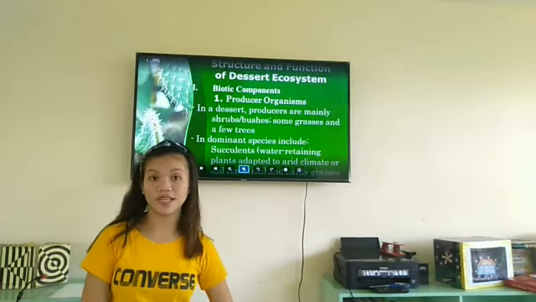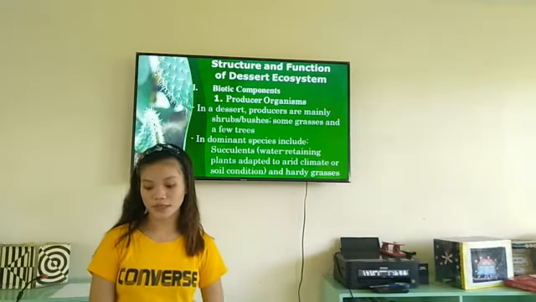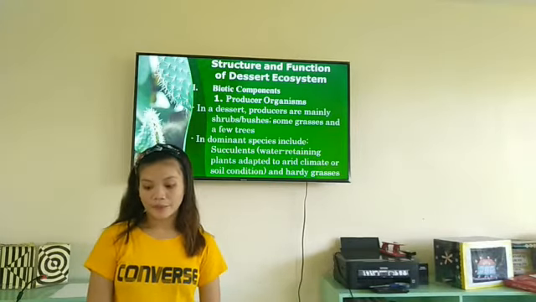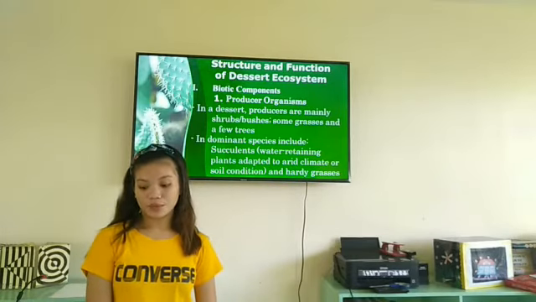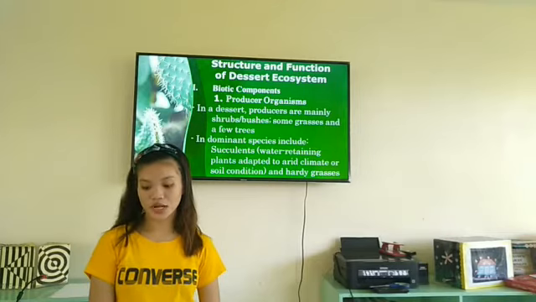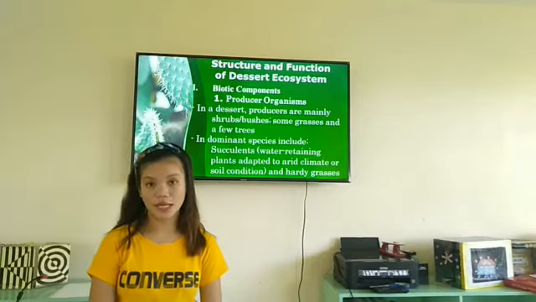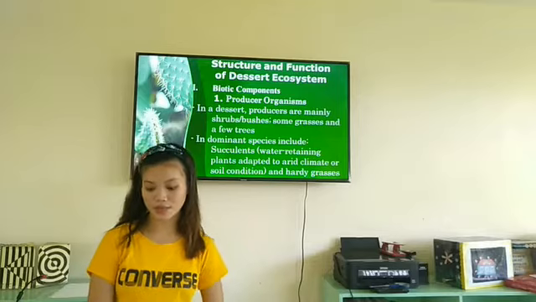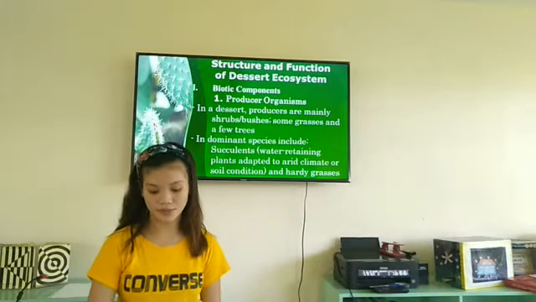Structure and function of desert ecosystem. They have two components. The first component is biotic component. Under biotic component, we have producer organism. In a desert, producers are mainly shrubs or bushes, some grasses, and a few trees. Dominant species include succulents or water-retaining plants adapted to arid climate or soil condition and hardy grasses.